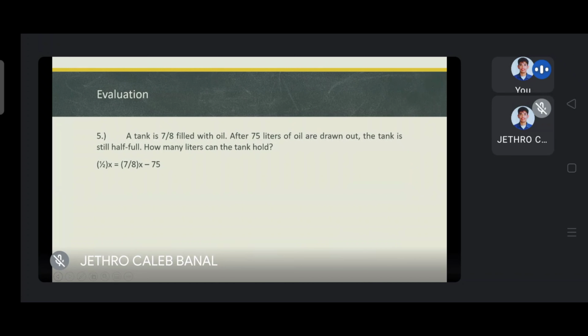equals to x. Now, ililipat ko sa left hand side yung x minus 7/4x and then I will rewrite x as 4/4x para mapag-combine ko yung x minus 7/4x. Now, magiging negative 150 is equals to negative 3/4 x. Divided both sides by negative 3/4, the answer is 200. So, the tank is still half full. How many liters can the tank hold? It is 200 liters.